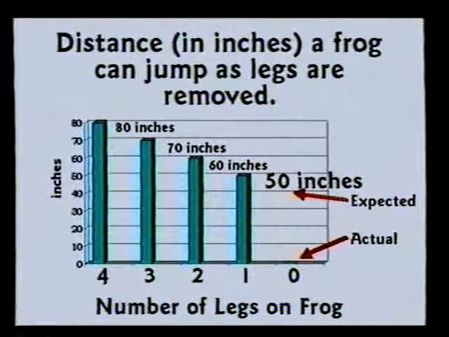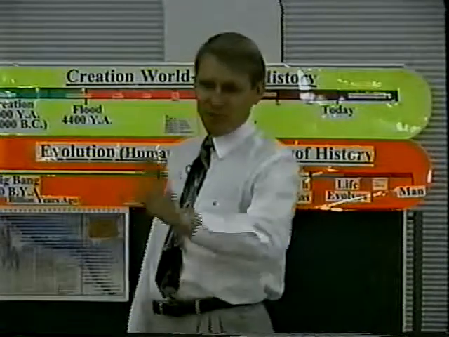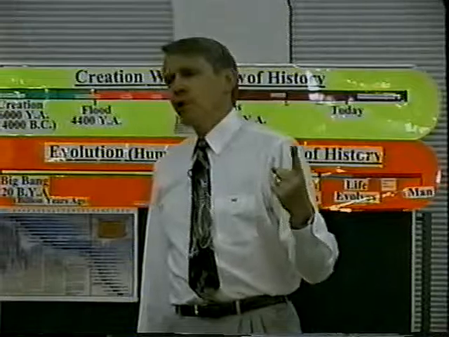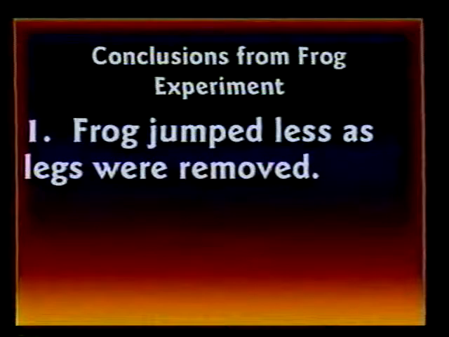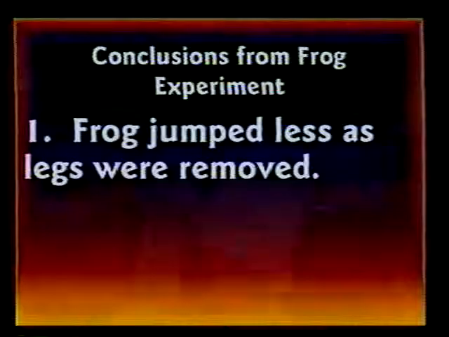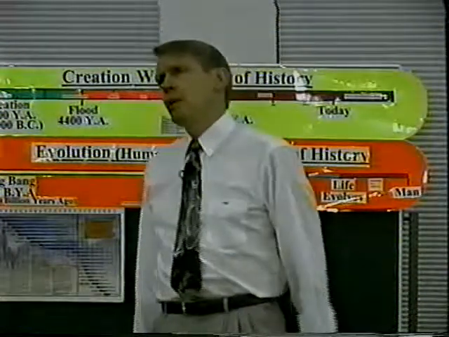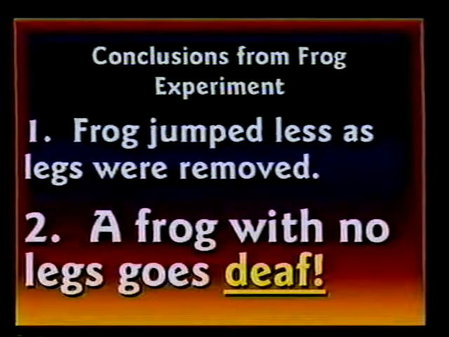They were amazed. They tried the experiment again. New frog. Got the same results. They yelled and screamed and coaxed and said, "Come on, jump, frog, jump!" Frog didn't move. So these brilliant scientists looked at their graph and they were just confused. How could this happen? So they concluded the frog jumped less as the legs were removed. Now that's a good observation. That's true. Then they said, "See, what we proved is that a frog with no legs goes deaf." No, bad conclusion. Good observation, bad conclusion.